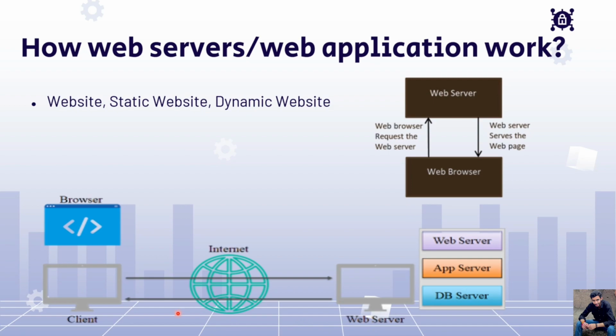Before understanding how a web application works, let us understand the website, static website and dynamic website. A website is a collection of web pages and all content identified by a common domain name, right? And published on at least one web server, like example.com. So what does a static website mean? A static website contains web pages with fixed content. A static site can be built using HTML, right?